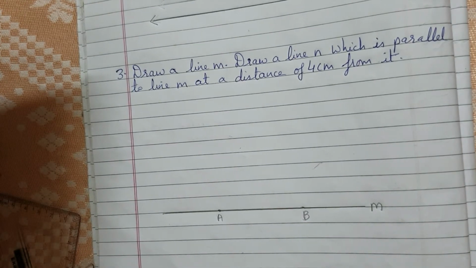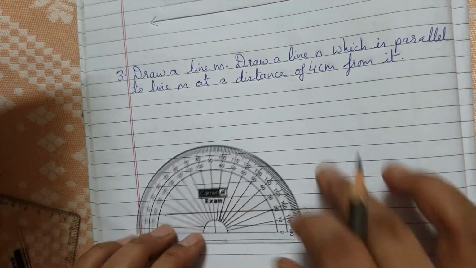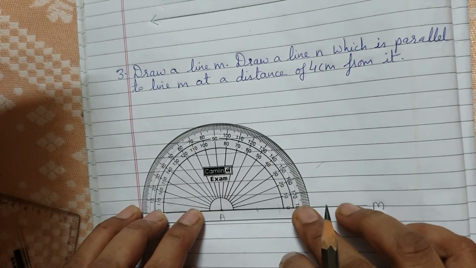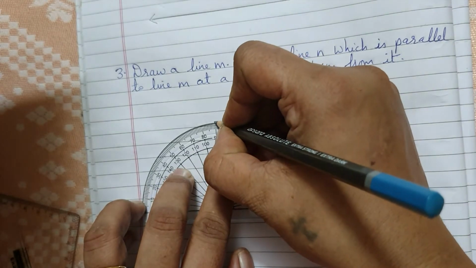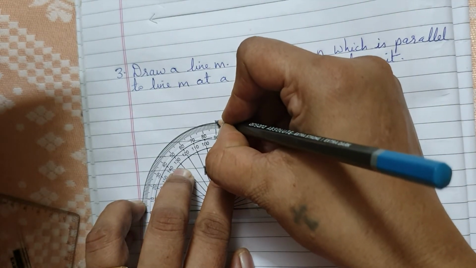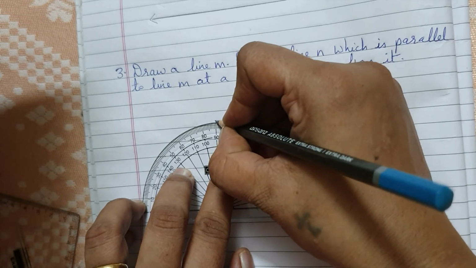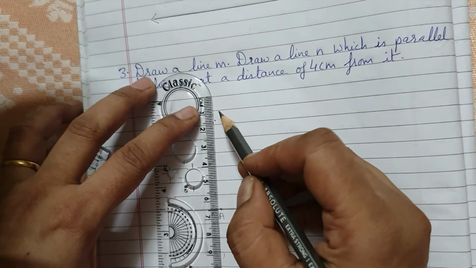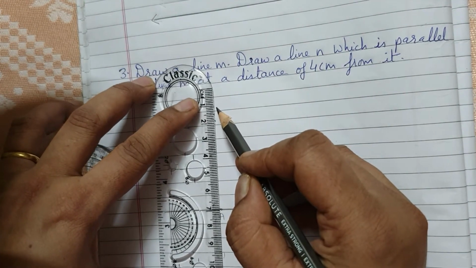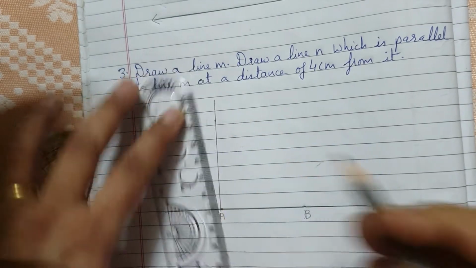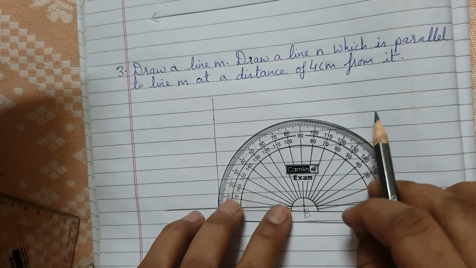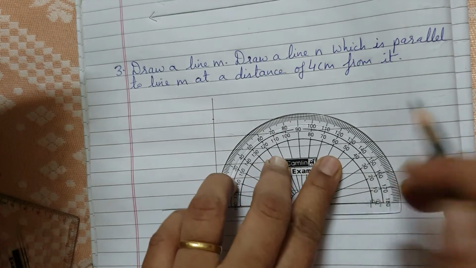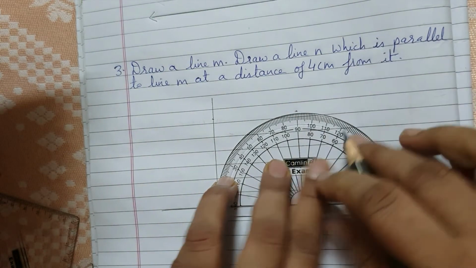Now with the help of your protractor, you will keep your protractor exactly on point A, and you will take the measure of 90 degrees, and you will draw one straight line from this point to this point. And again you will keep it here on this point, take 90 degrees here, and draw one line.